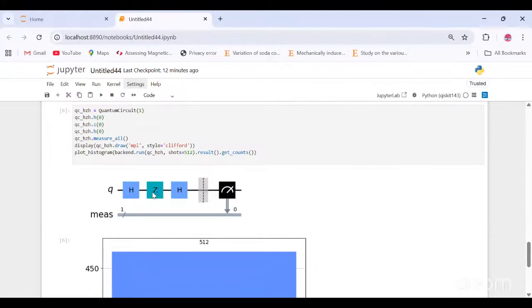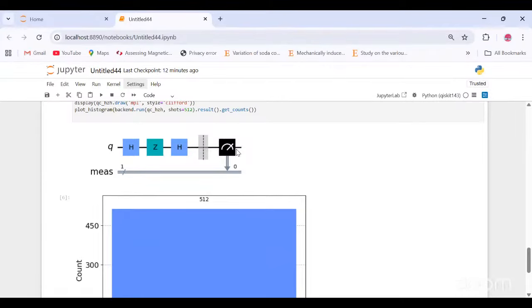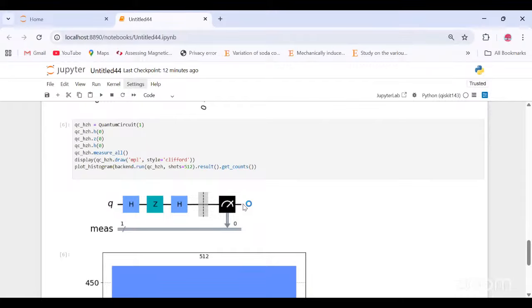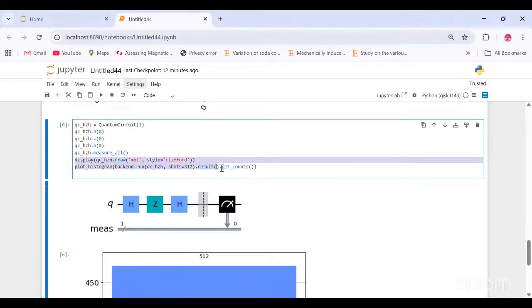So Hadamard gate, Z and Z. And we are seeing, it's very necessary at the initial level to run this command along with the circuit. This command: display this and get counts. By seeing the histogram.